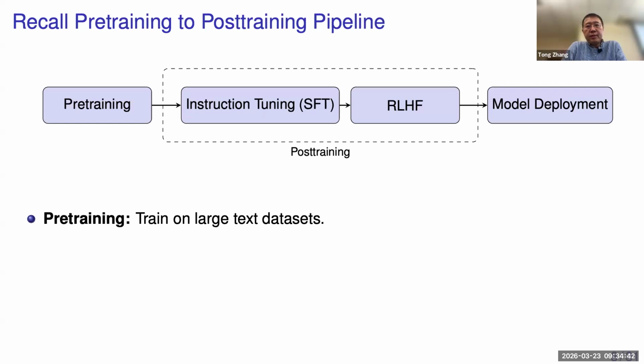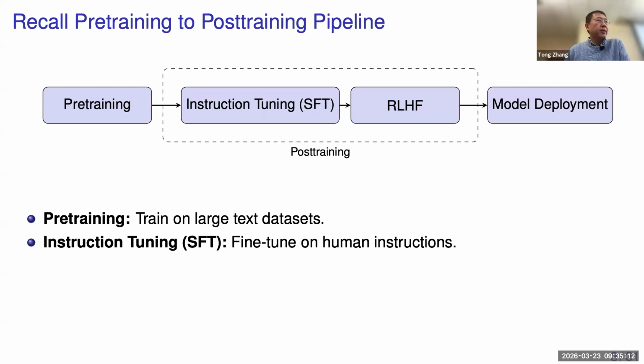Pre-training is training on a large text data set. Essentially, they use internet data and so on. Typically it is many tokens, trillions of tokens. That is the size people are doing pre-training with now.